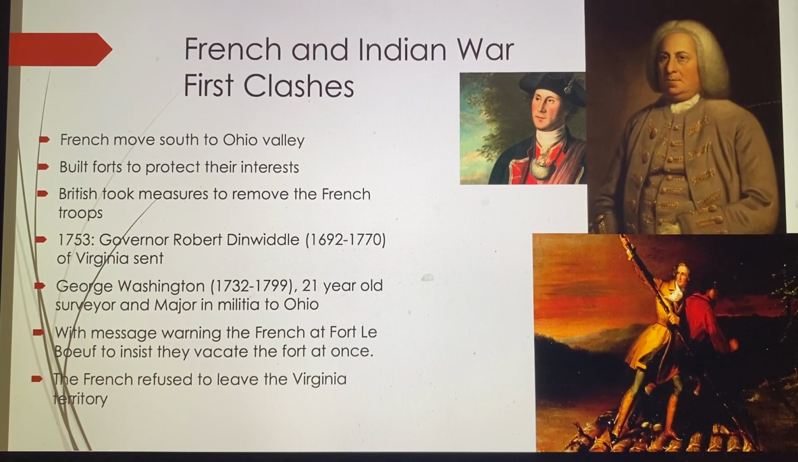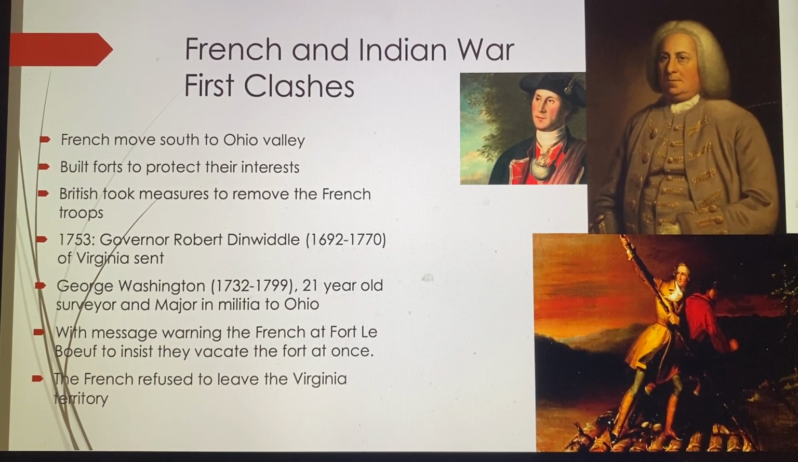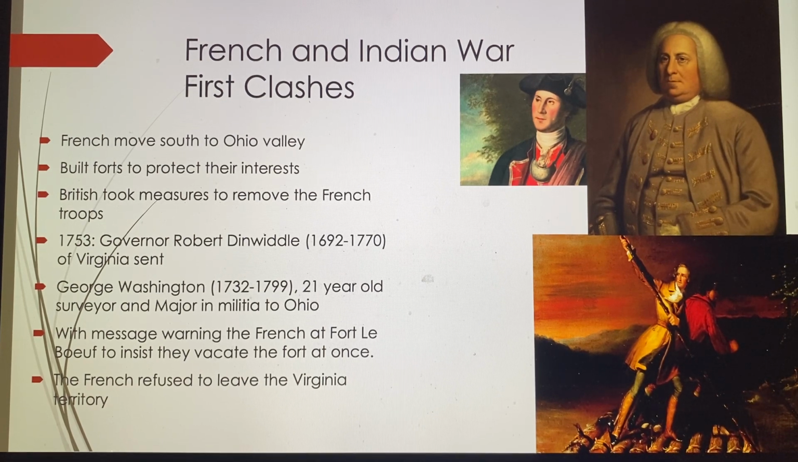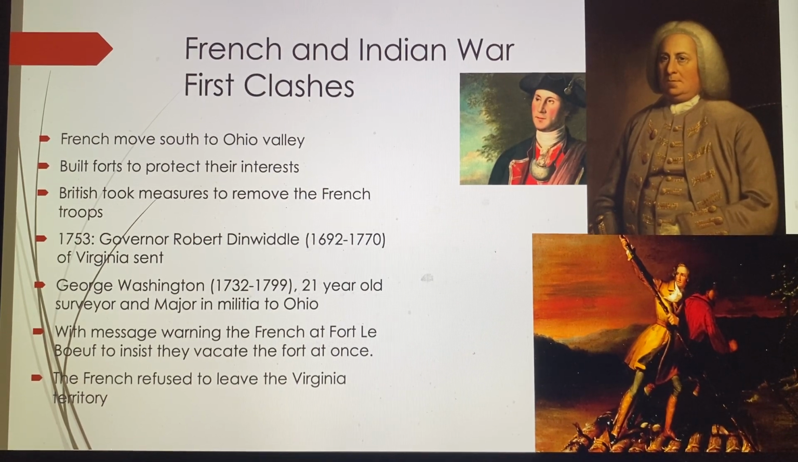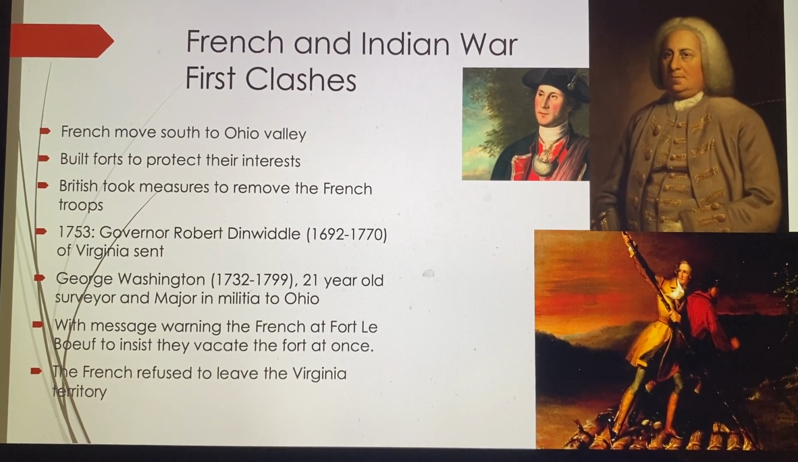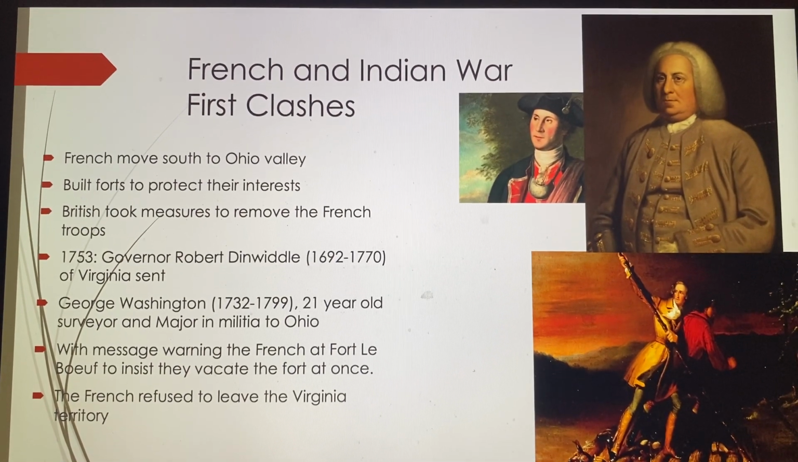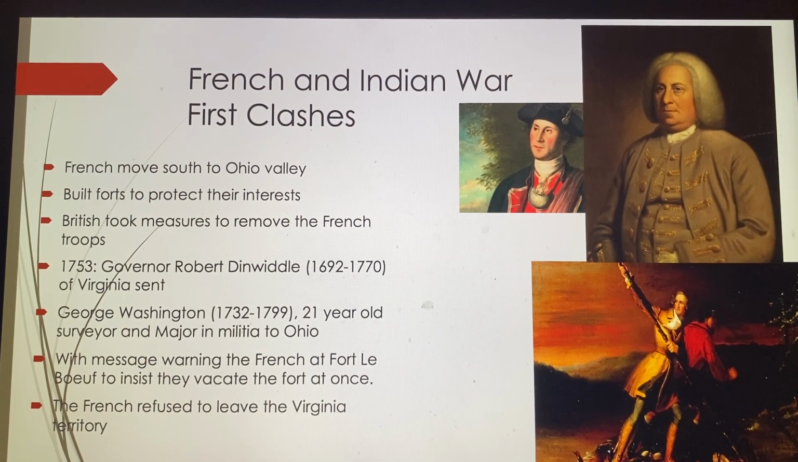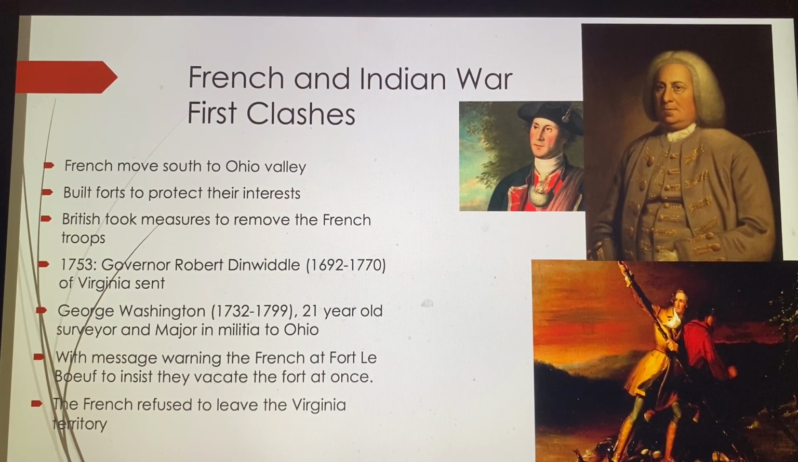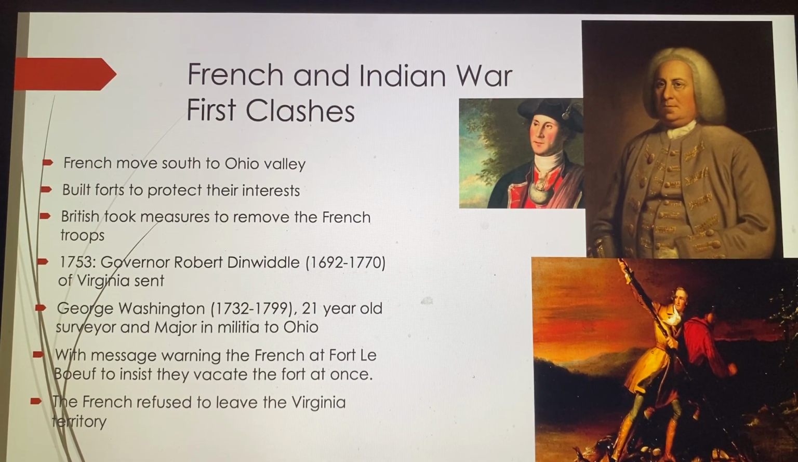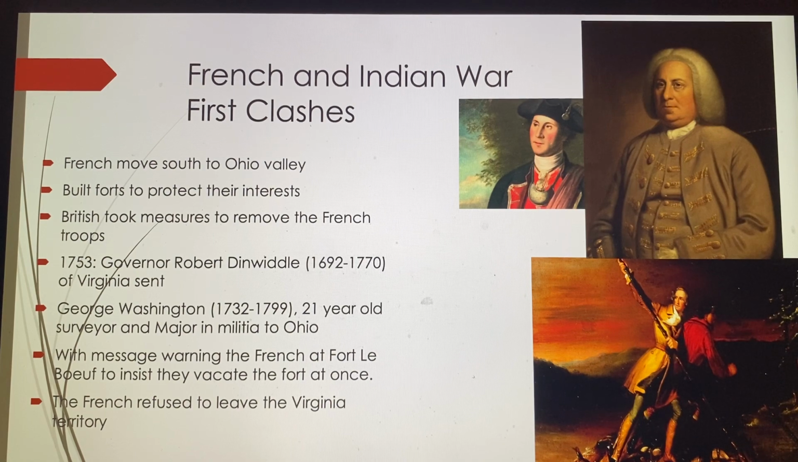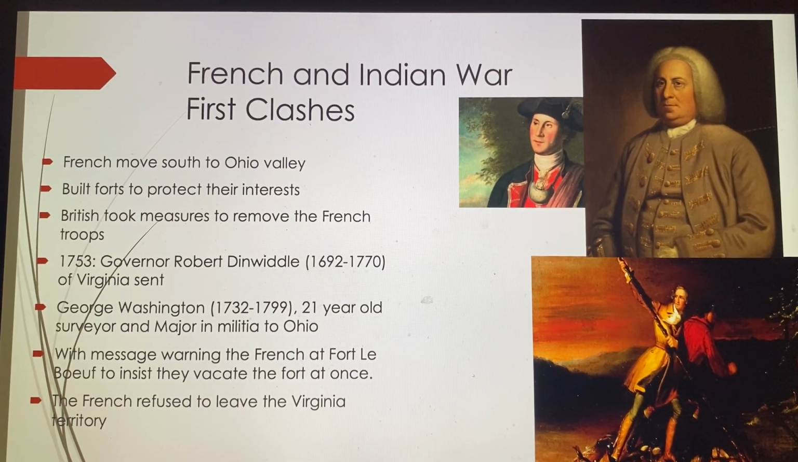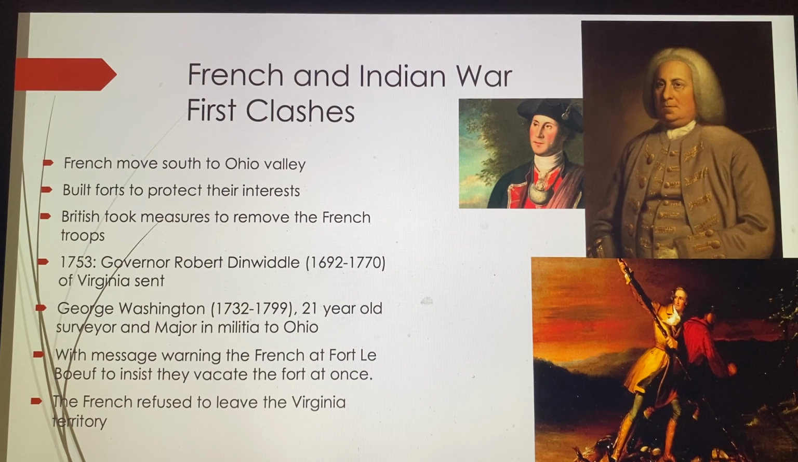There was a governor in 1753 of Virginia, the colonist governor. He was the king's royal governor to Virginia. His name was Robert Dinwiddie. Here's a picture of Robert Dinwiddie. So Robert Dinwiddie, he lived 1692 to 1770. He sent one of the colonists into this area with a message warning the French at Fort Le Boeuf to insist that they vacate the fort at once and get out of the Ohio Valley.